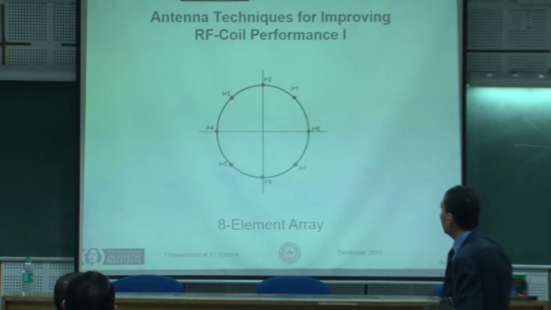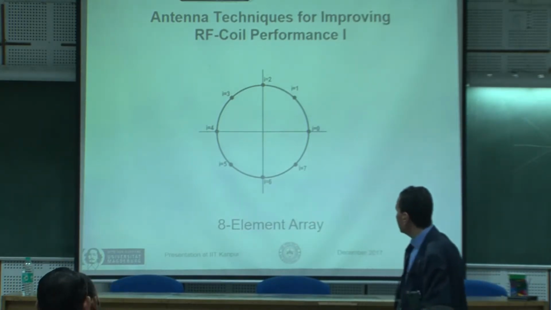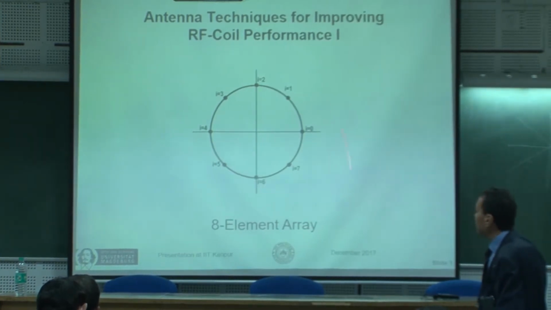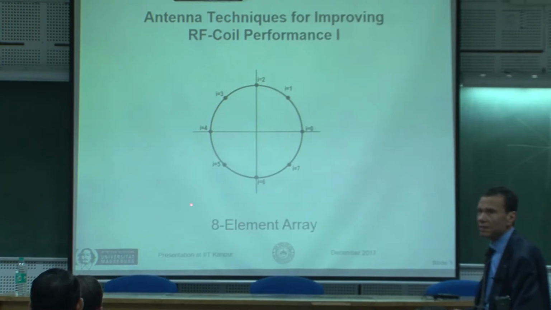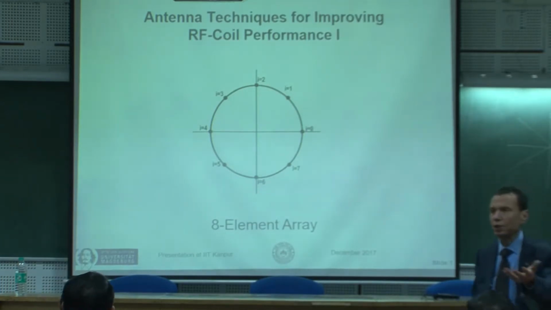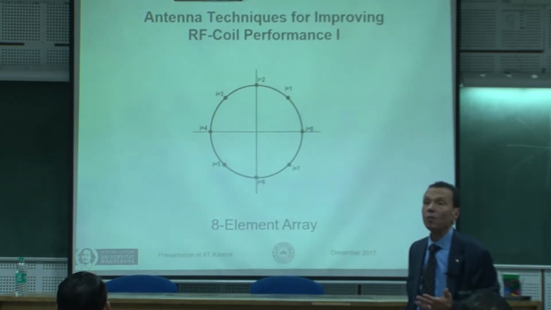Okay, maybe for some analysis, let us consider this structure. This is an 8-element array. The rods are perpendicular, and let us see which type of field will be excited here, just to give you a sense of how a birdcage or a circular array will work.